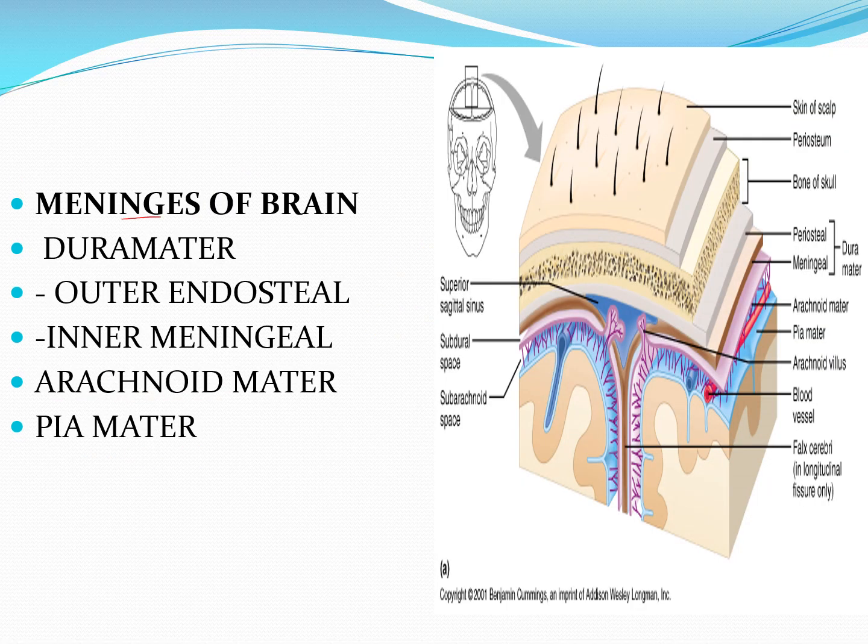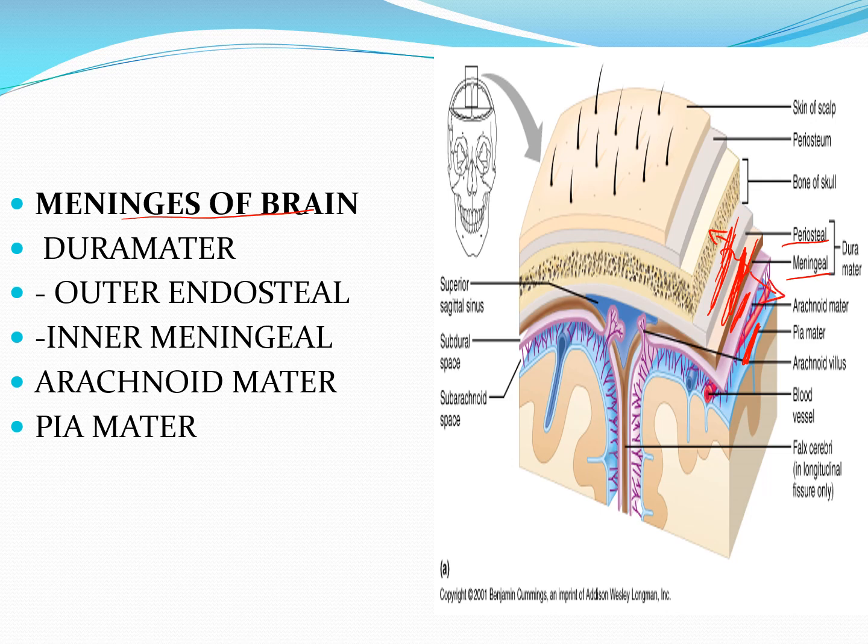So now we will say about the meninges of the brain. The meninges of the brain are the dura mater, then we have the arachnoid mater, then we have the pia mater. So these three are the meninges of the brain. Let us see about the dura mater in detail. Dura mater has two layers, the outer periosteal layer and the inner meningeal layer. The periosteal layer is towards the skull and the meningeal layer is towards the brain.